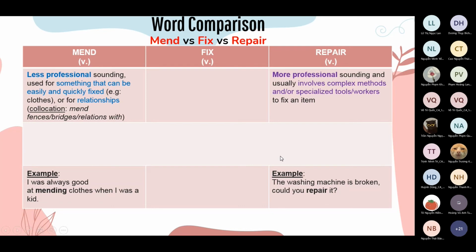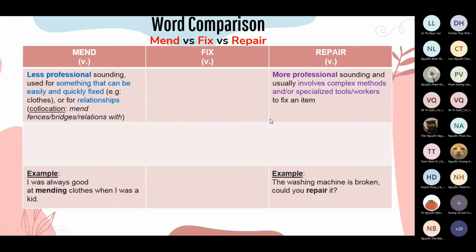You cannot use repair for a soft item like this. You cannot say that I was always good at repairing clothes. You have to use I was always good at mending clothes, and vice versa. You cannot use the washing machine is broken, could you mend it? Okay.